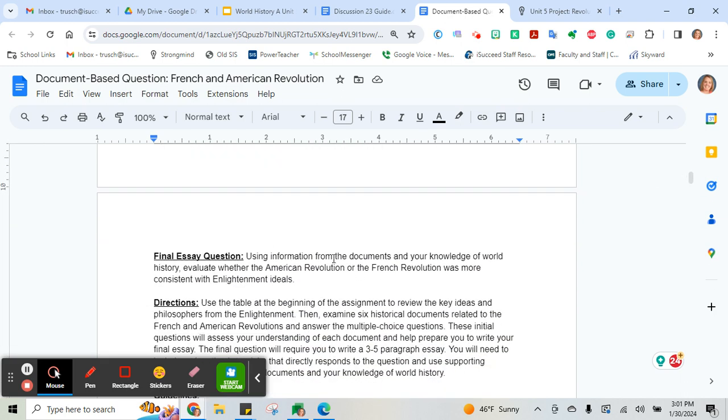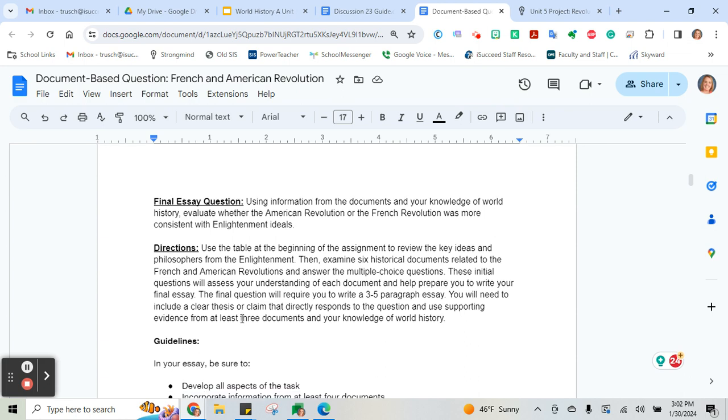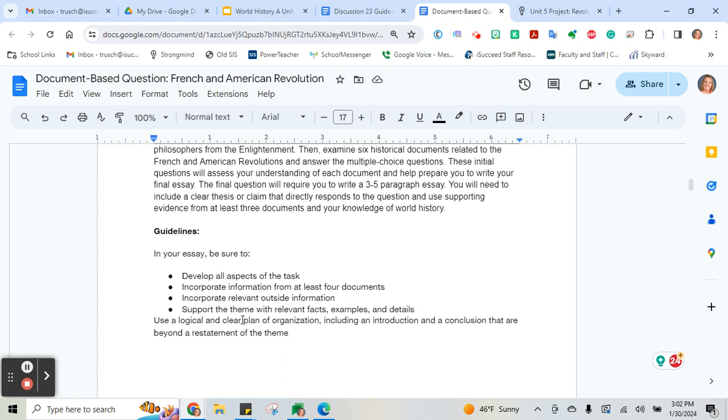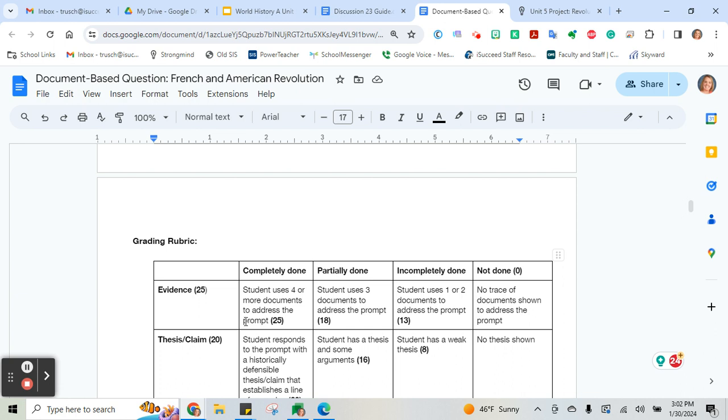And then your final essay question is, using the information from the documents and from your knowledge of world history, tell me whether the American Revolution or French Revolution was more consistent with Enlightenment ideas. Okay, so you are going to do that based on the documents that I provide.